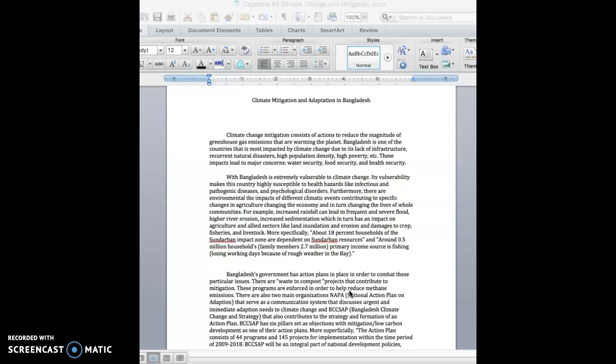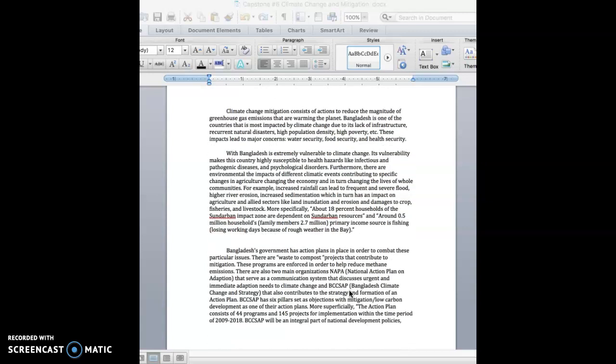The Bangladesh government has action plans in order to combat these particular issues. There are waste to compost projects that contribute to mitigation. These programs are enforced in order to help reduce methane emissions. There are also two main organizations: the National Action Plan on Adaptation, which serves as a communication system that discusses urgent and immediate adaptation needs to climate change, and the Bangladesh Climate Change Strategy and Action Plan, which also contributes to the strategy and formation of an action plan.